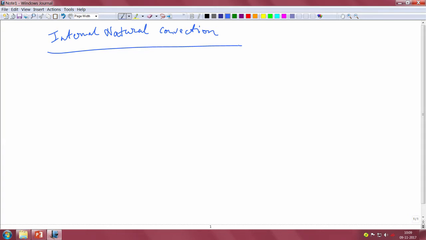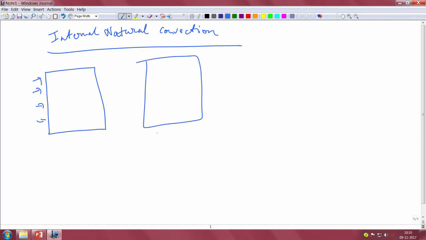So, we will focus our discussion in this class and beyond on internal natural convection. So, that would be the topic of today, that internal natural convection, that is what we are going to focus on. There are two types of natural convection. You can have scenarios where the heat is supplied from the side walls. There can be scenarios where heat is supplied from the bottom.